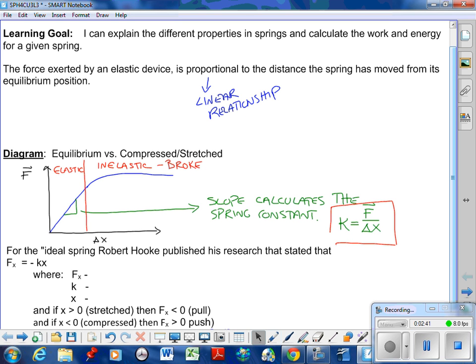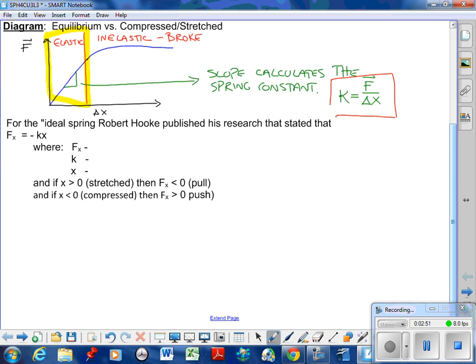Now for us, we're only interested today and for this course in this elastic region. So we're going to stay within that area there. At the bottom here, I have a couple of definitions and equations. I've given you one equation in the red box. Here's the other one. Spring force is negative kx.